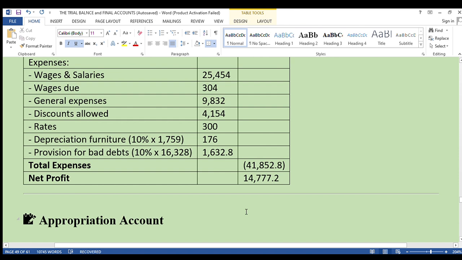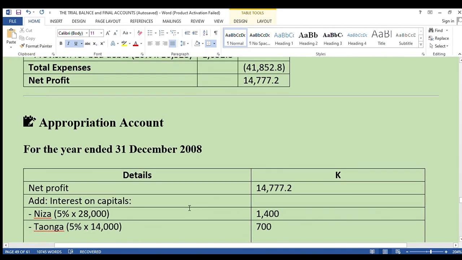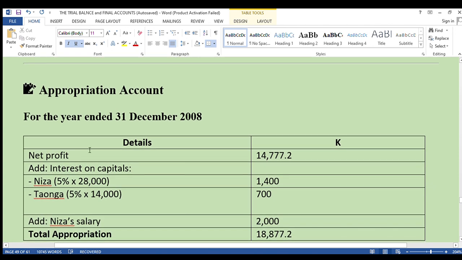Now we go to the parts that have to do with the actual partnership account, the appropriation account. The appropriation account is simple. It's very simple and very short. So start with the net profit that you made from the trade profit and loss account. Then after that, you have to add interest on capitals.